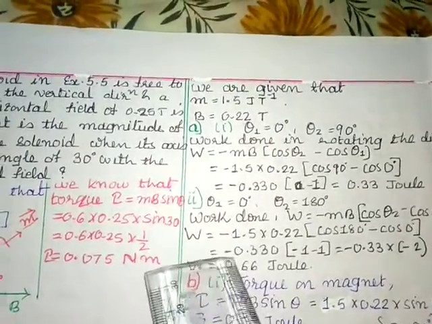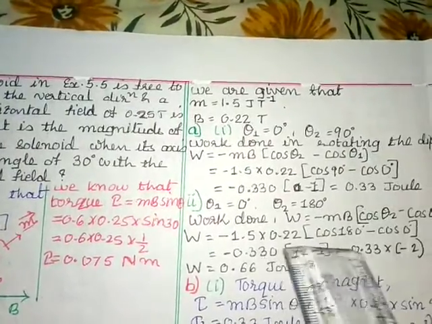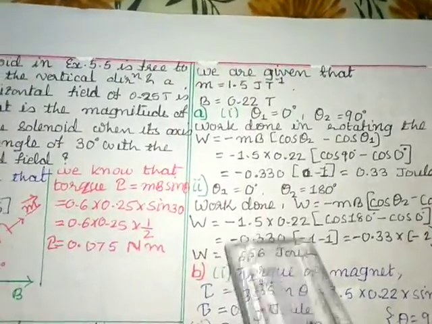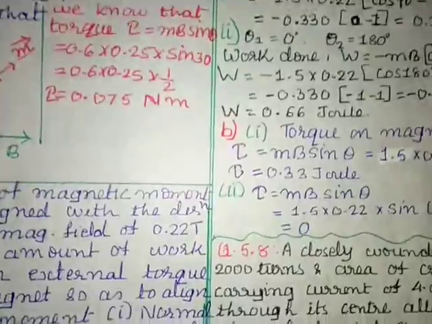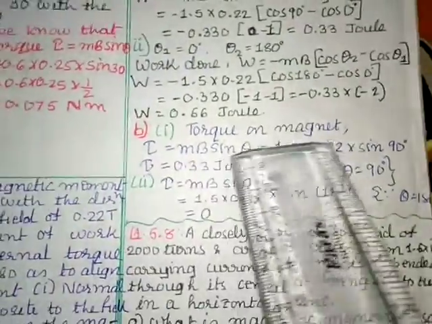And this multiplication is 0.33. Multiply this minus 2 into minus 0.33, you get 0.66 joule. Okay, so this is the work done by the external force. Now part B asks for the torque. What will be the torque on the magnet?